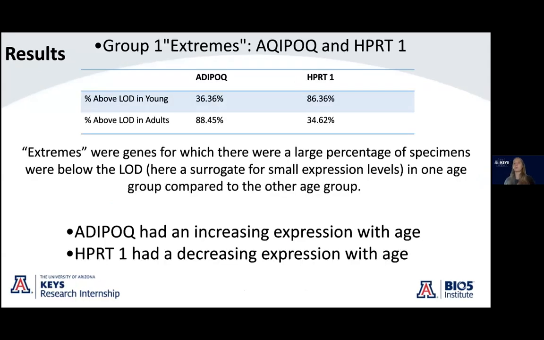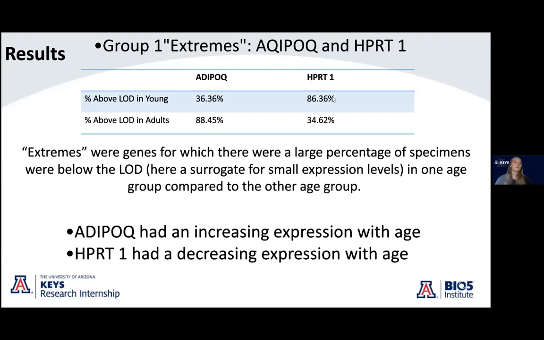So our first group, which was the extremes, we found 2 separate genes that had very different patterns. The first was called ADIPOQ, and it had only 36.36% of values above the detection limit. And this tells us that there was a very small expression within the young donors, and it increased to 88.45% of values which were above the LOD in adults.